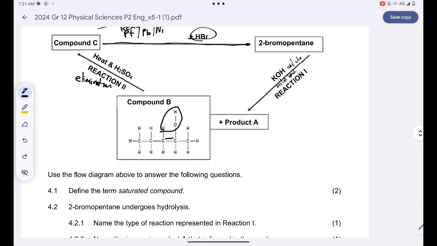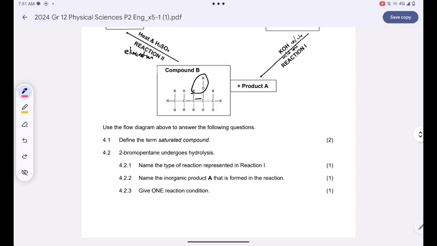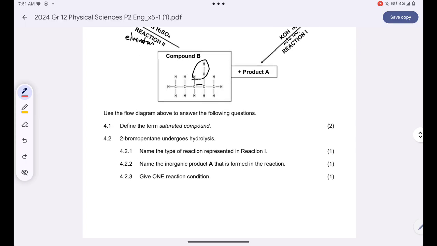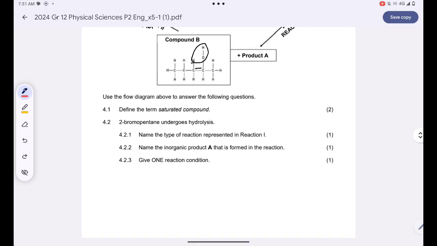Okay, now let's answer these questions, guys, because I've just scanned the flow diagram there. I will deeply explain the flow diagram in bits and pieces, and I'll be led by the question. Use the flow diagram above to answer the following questions.